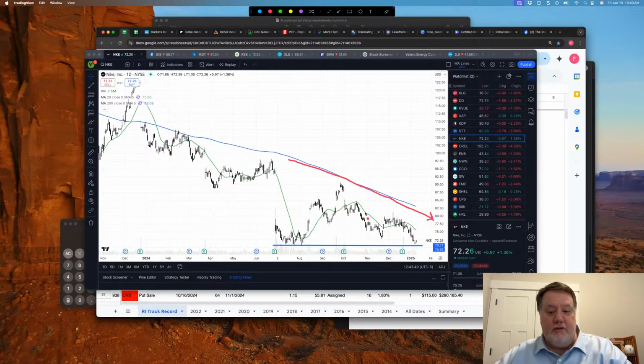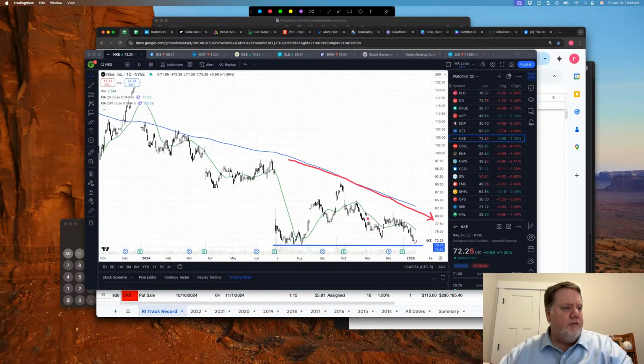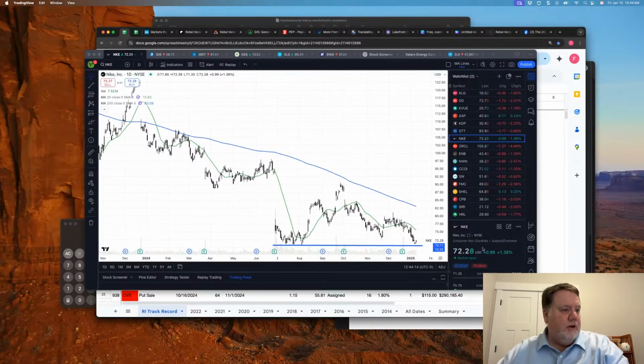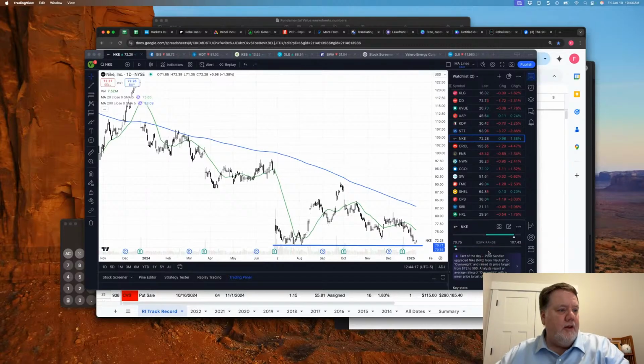That could mean that the consolidation in this area could continue for possibly several months. It would not surprise me to see that tighten up even more. So that could mean that if I get assigned, I'll be holding on to it for a while. Again, I'm okay with that. I sold this put option on Nike with the idea that I might want to hold on to this for a little while.